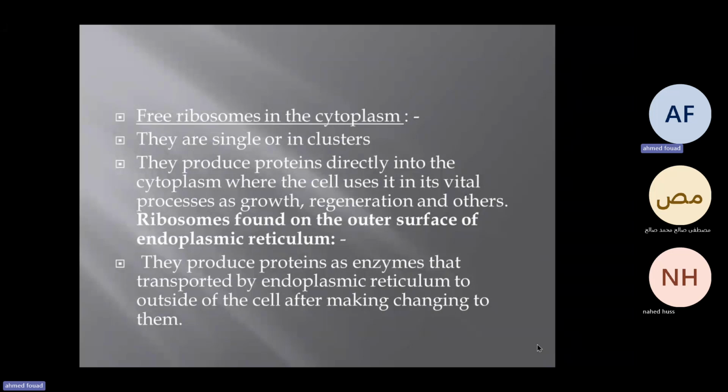So here is the difference between the protein produced by the free ribosomes in the cytoplasm and the ribosomes found on the outer surface of the endoplasmic reticulum. The ribosomes in the cytoplasm produce protein used directly by the cell in many vital activities like growth, regeneration, and other activities. While the other ribosomes found on the outer surface of the endoplasmic reticulum synthesize protein that is used by the cell to produce the cell secretions, enzymes, and hormones.